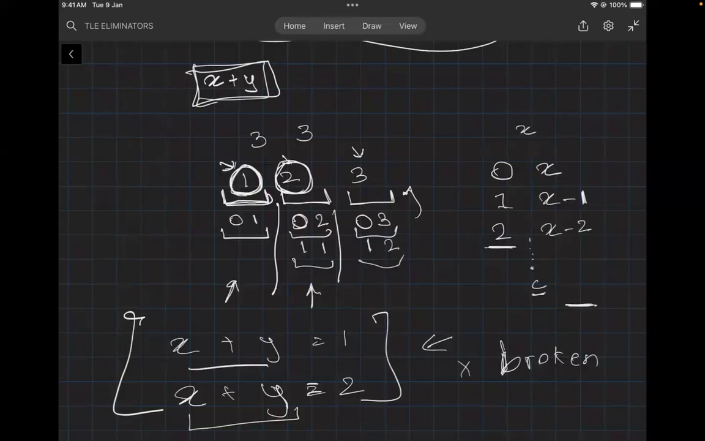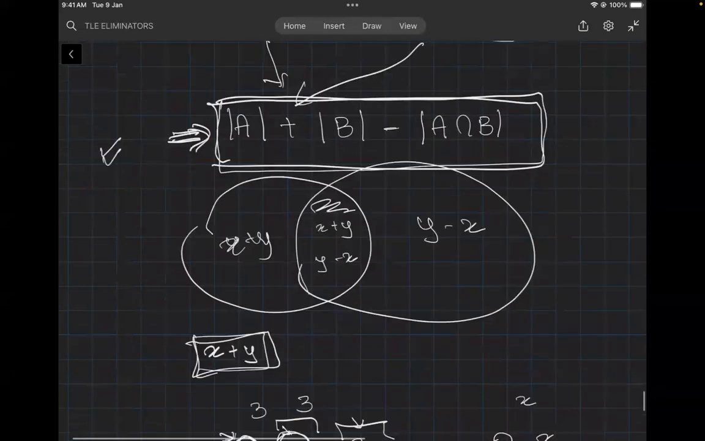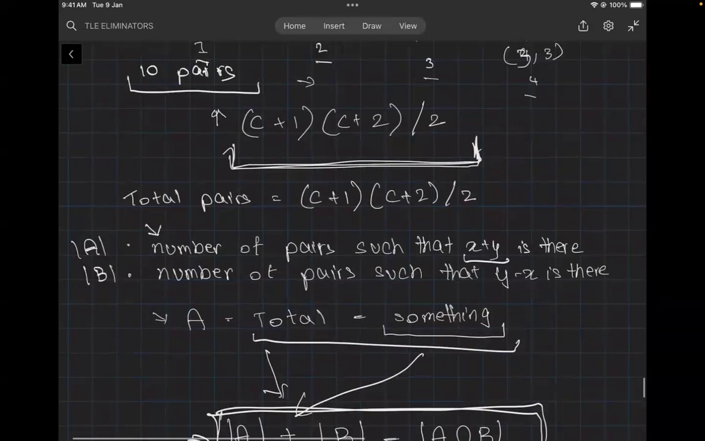As simple as that. That is why, for every distinct number, if you just take the sum of pairs, let's say you calculate the number of pairs such that sum is equal to 1, the number of pairs such that sum is equal to 2, the number of pairs such that sum is equal to 3, then the summation of all this is just going to give you this value.